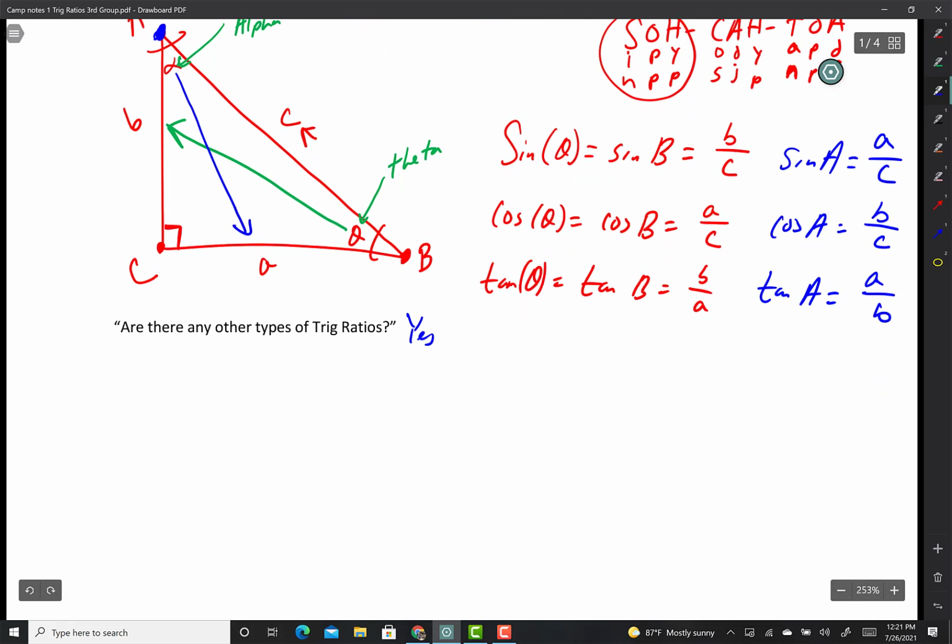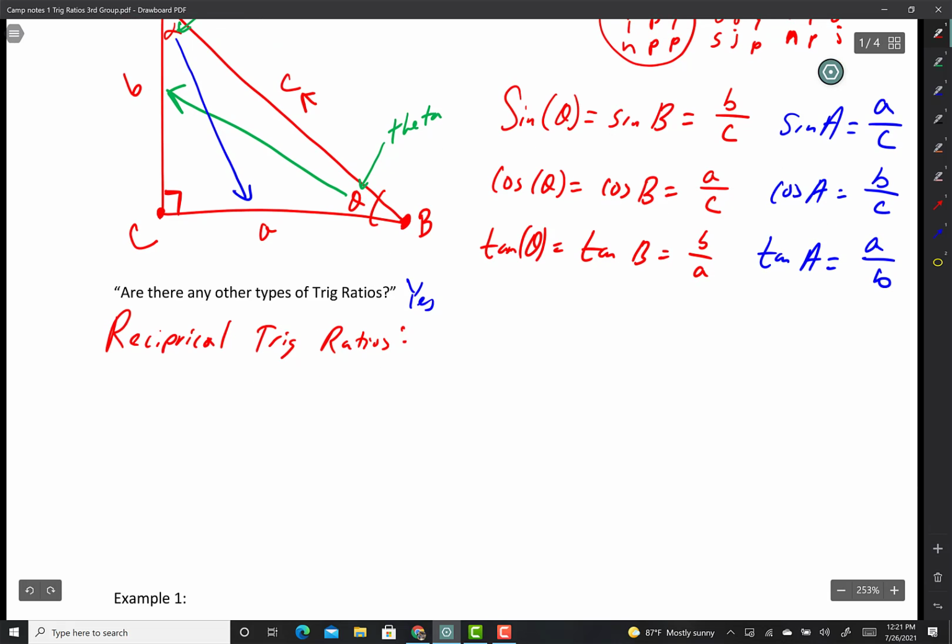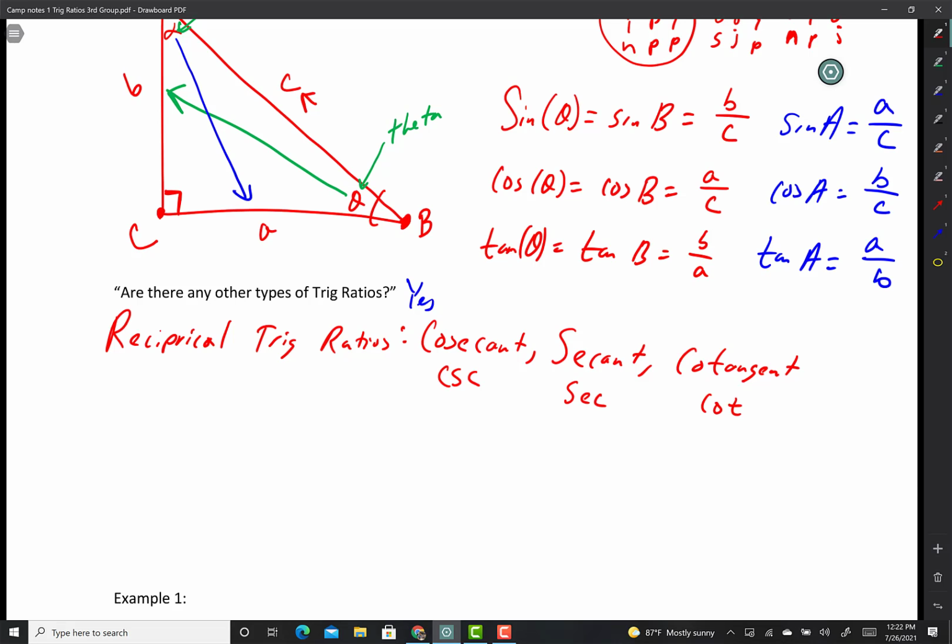Yes, there are other types of trig ratios. They are called reciprocal. So I'm going to try to spell it out. Reciprocal trig ratios, guys. Who knows those? Well, besides you two. You guys remember? That's how you spell them. Cosecant, secant, and cotangent. And when you abbreviate them, here's how you abbreviate them. Cosecant is CSC, secant is SEC, and cotangent is COT. You might see those buttons on a calculator somewhere.